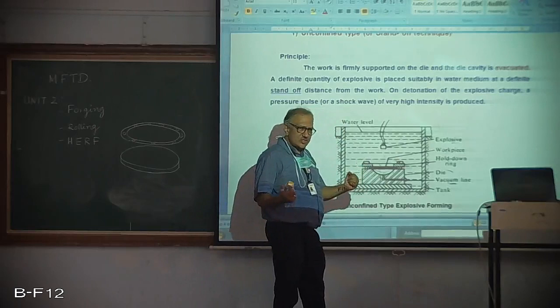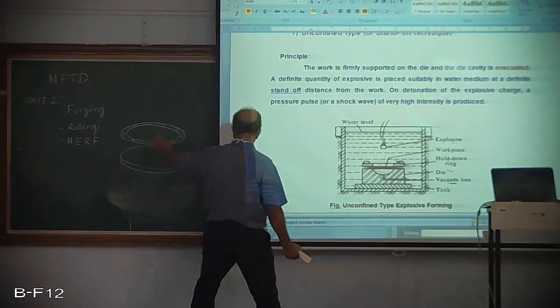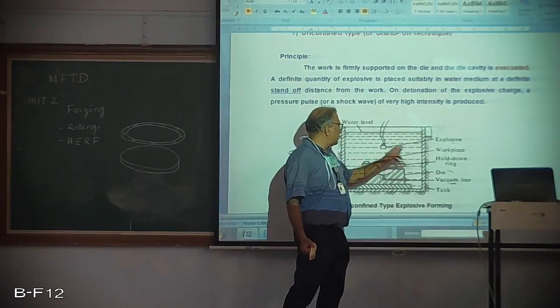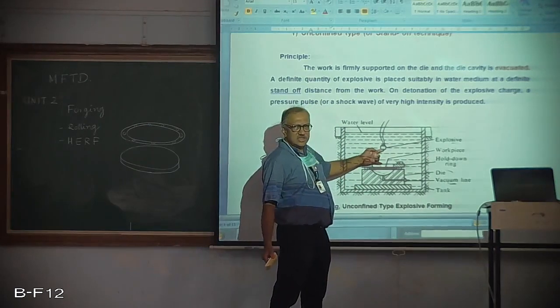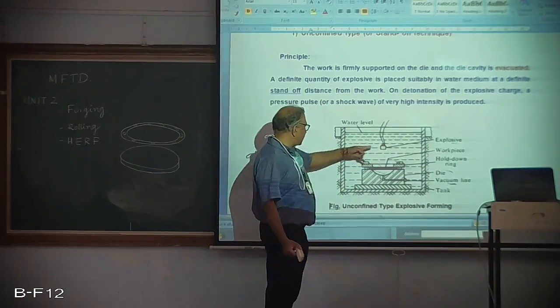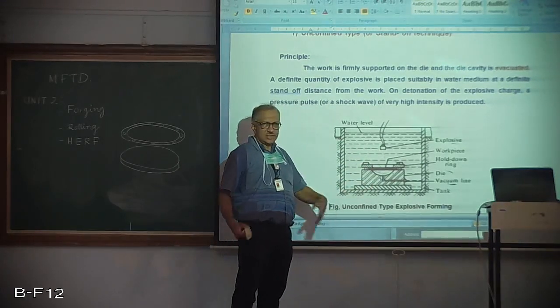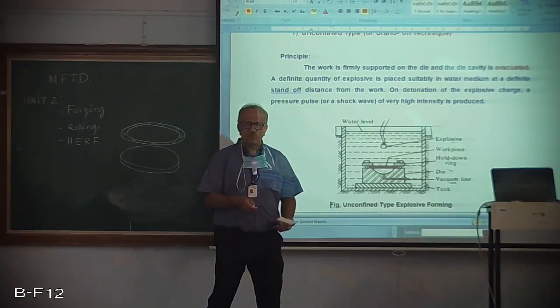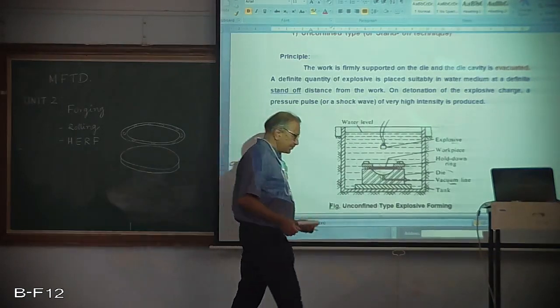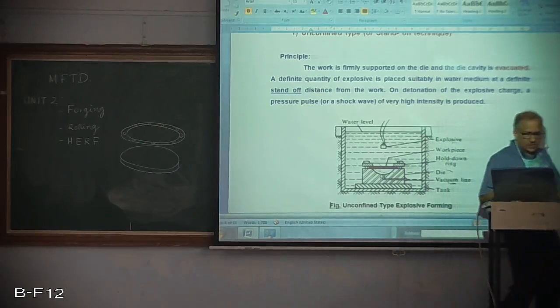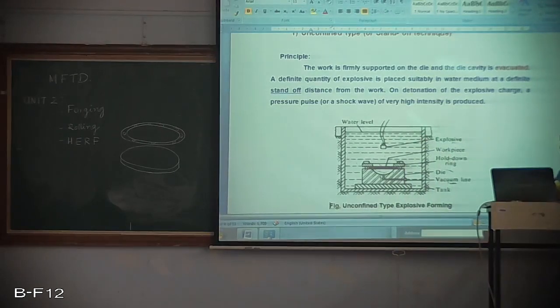The die also needs to be very strong. The workpiece needs to be very firmly clamped by the hold down ring, and standoff distance is a critical parameter, the distance between the charge or the explosive material and the workpiece. It has to be predetermined looking at various factors. So this is the unconfined or standoff type of high energy rate forming or explosive forming process.